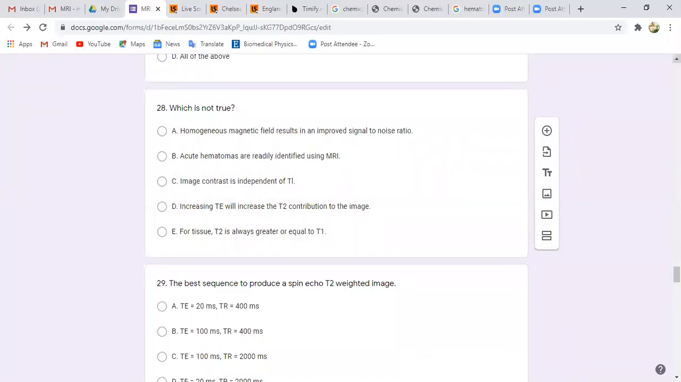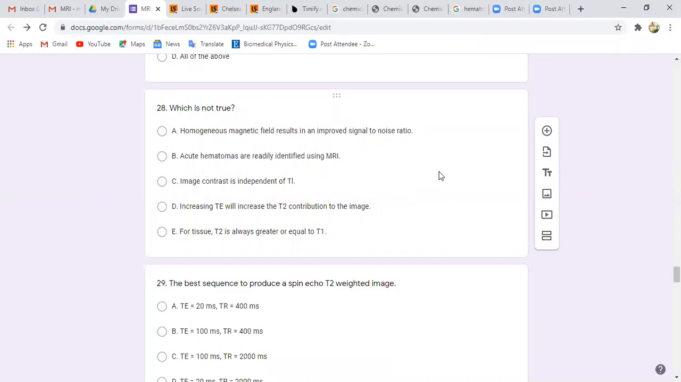Are we there? Sorry, I'm actually at a checkpoint, driving. We are here, sir. Okay.